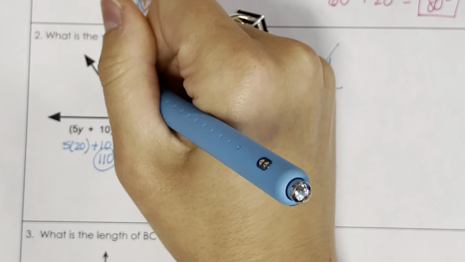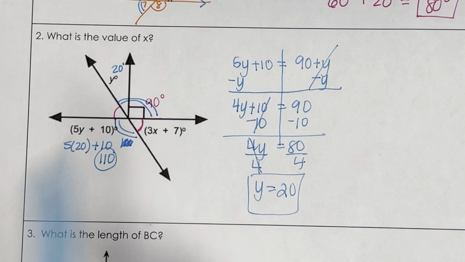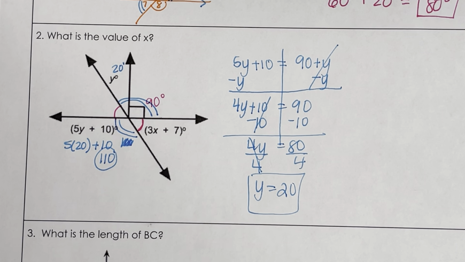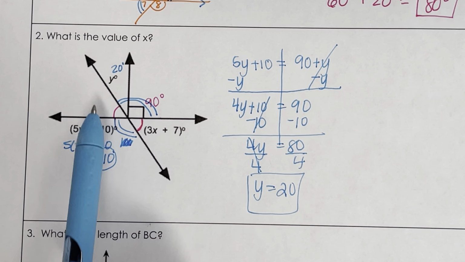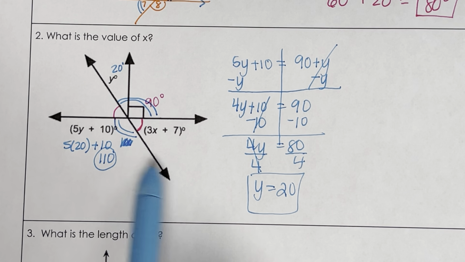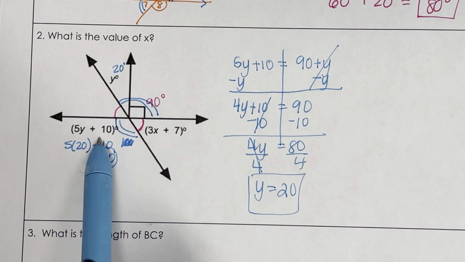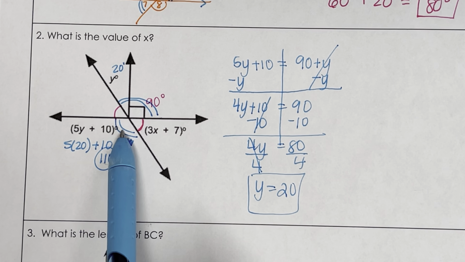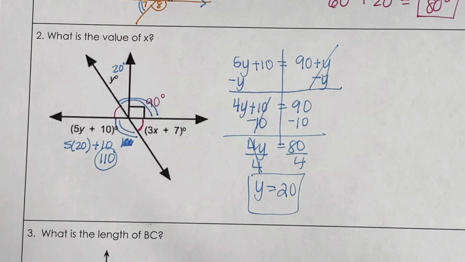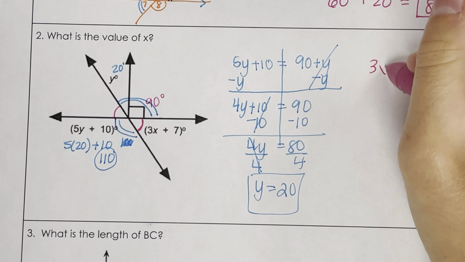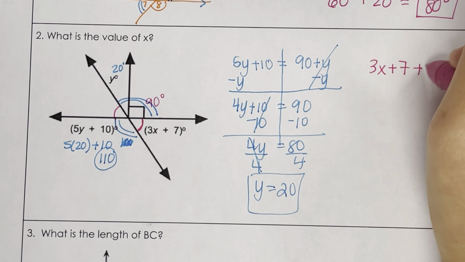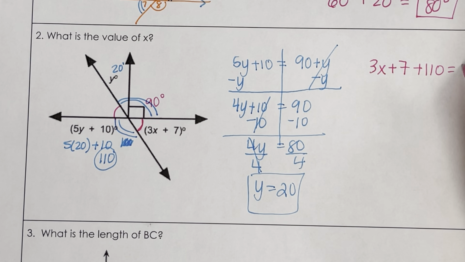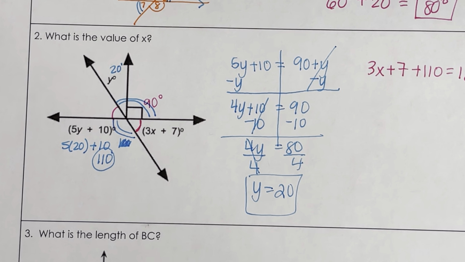So I know that y was 20, I know that this was 90, so I've got a couple different choices here. I could set these two equations equal and figure out what this one is first, or I notice that right here I have a linear pair. I know if I add this 110 angle plus this pink angle, I should get 180. So that's what I'm going to do. I'm going to add 3x plus 7 plus 110. I'm going to set it equal to 180.